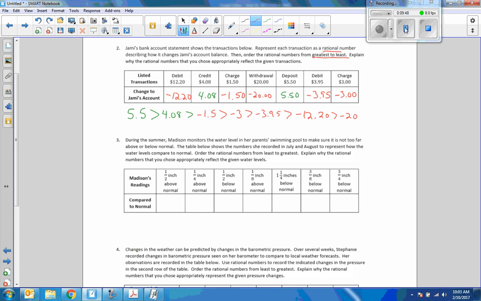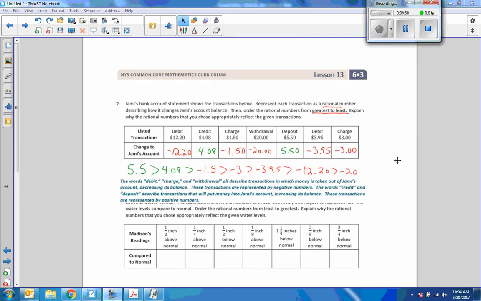Now the explanation. Here's a lengthy explanation of this. The words debit, charge, and withdrawal all describe transactions in which money is taken out of Jamie's account, decreasing its balance. These transactions are represented by negative numbers. The words credit and deposit describe transactions that put money into Jamie's account, increasing its balance. These transactions are represented by positive numbers.